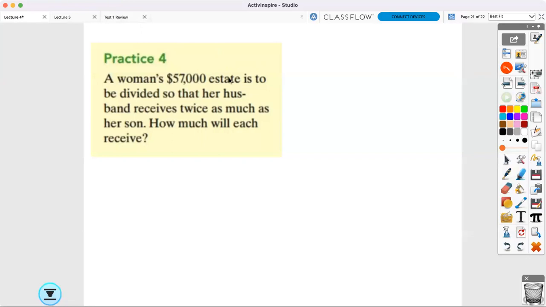All right, that was the timer. Would anyone like to share their answers for this practice problem? X is one portion, and the husband gets two and the son gets one. It's X plus 2X equals 57,000. Okay. And what did you get for X? So X represents who? The son. The son, good. And then 2X is the husband.